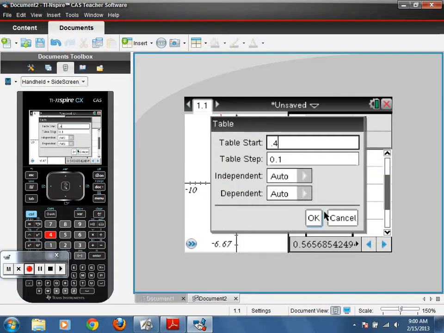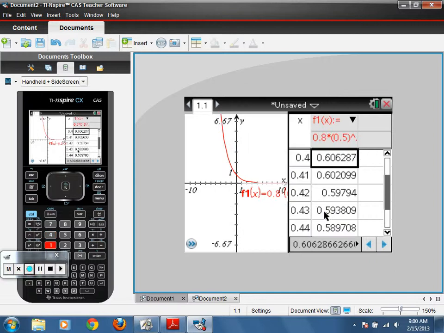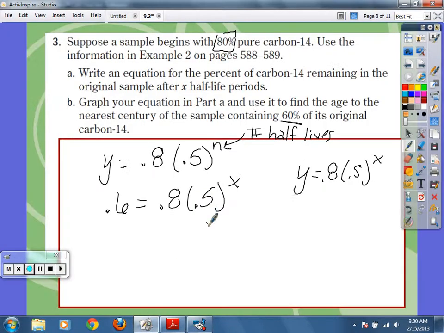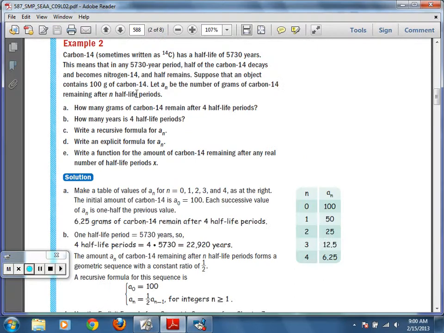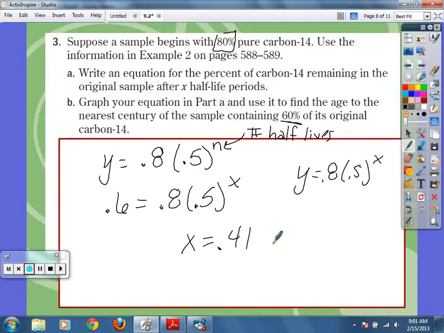Start at 0.4. Now we're going to go by 0.01. That's pretty close. Let's say 0.41. Okay? So we get x equals 0.41. That's 0.41 half-lives. We go back to the textbook to see how many years are in the half-life, and it says 5,730-year period. So 0.41 times 5,730 will tell you how many years. And it looks like about 2,350 years.